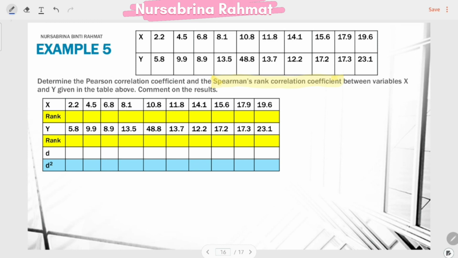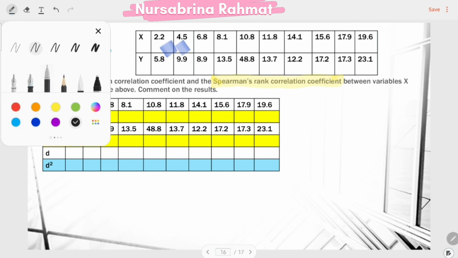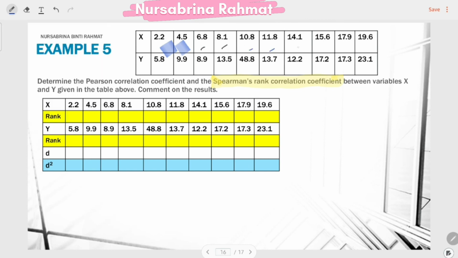Let's look at the x values. We have 2.2, 4.5, 6.8, 8.1, 10.8, 11.8, 14.1, 15.6, 17.9, and 19.6. Among all of these values, 2.2 is the smallest, so next 4.5, then 6.8, 8.1, 10.8, and 11.8 is 6, then 14.1, 15.6, 17.9, and 19.6. That is the ranking order for your x values.